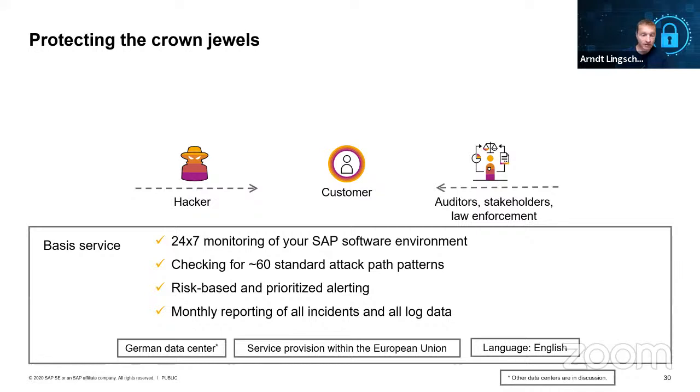We check all of the events with around 60 standard patterns, which is what we deliver within the basic package. You get an alert as soon as something suspicious happens, depending on how much workload the team has at that moment. So we cannot guarantee any availability levels, sorry for that, and we work on a risk-based and prioritized basis. So as soon as possible, but that can maybe take a little time.